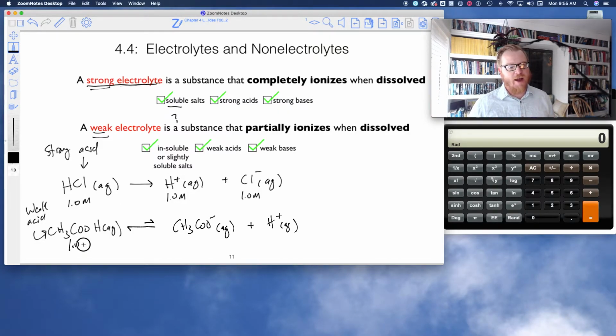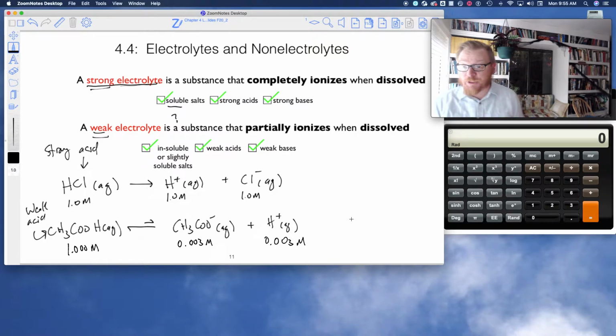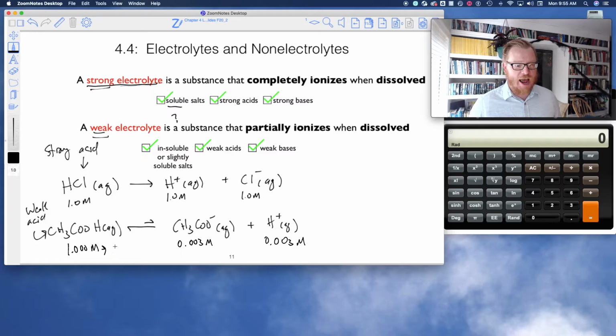So for example, if I had 1 molar acetic acid and then ionized it, I actually have to add several significant digits here to show the effect. If I call this 1.000 molar, once I dissolve this, as it turns out, I would only have about 0.003 molar acetate and about 0.003 molar H+, all right? Which means I would have about 0.997 molar acetic acid remaining in the solution.